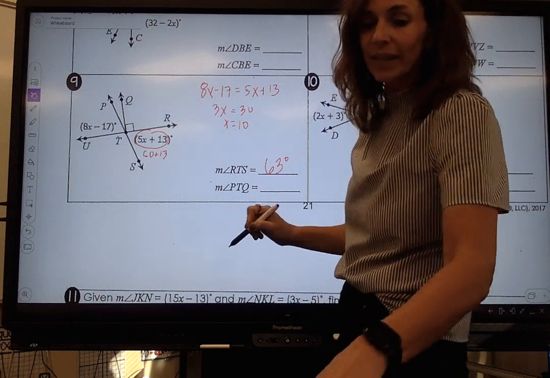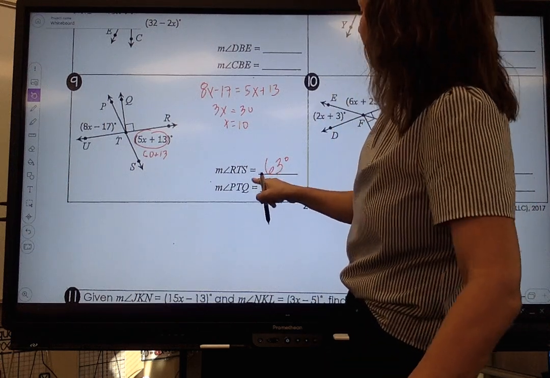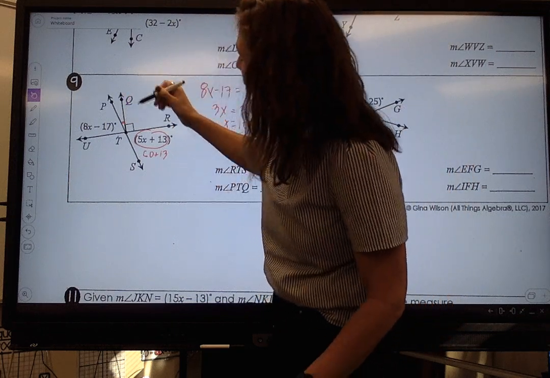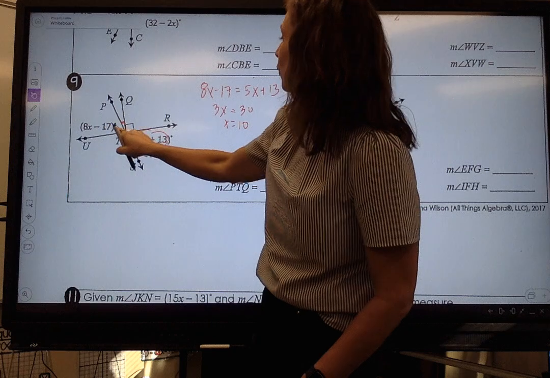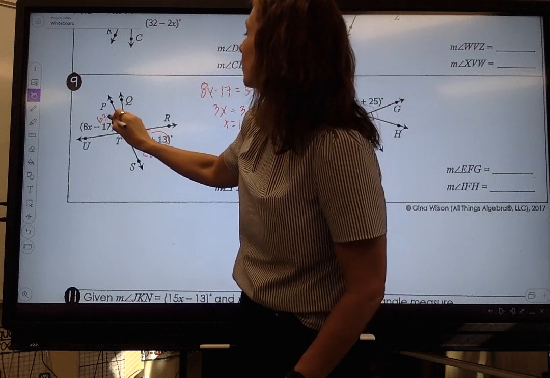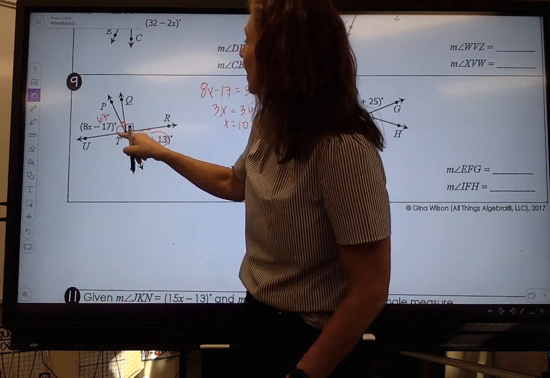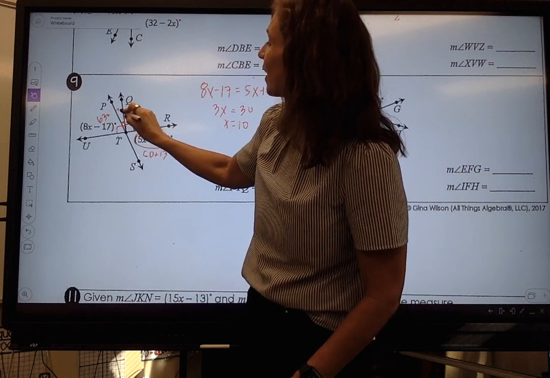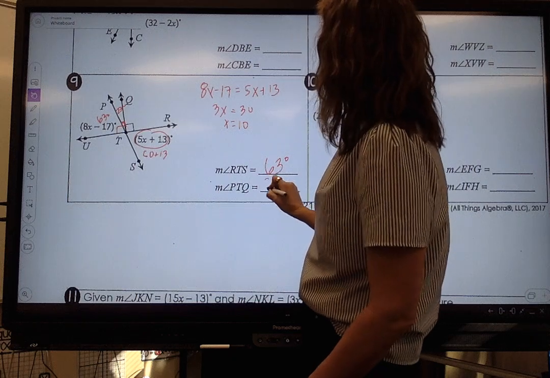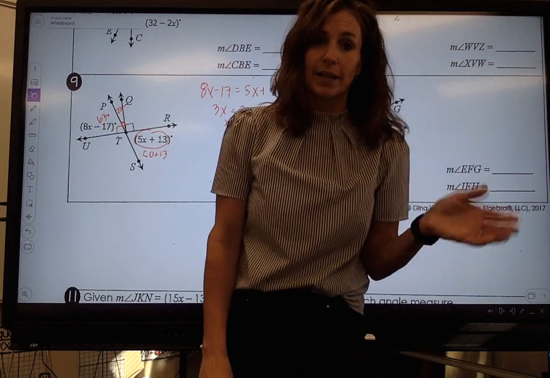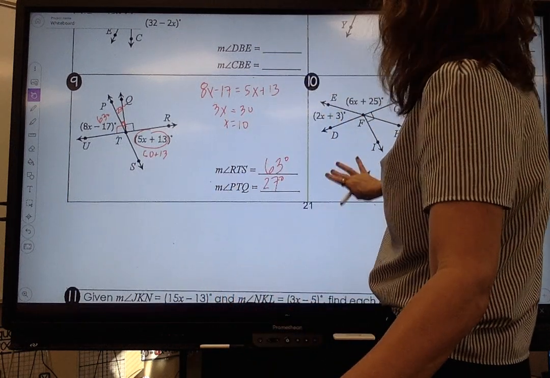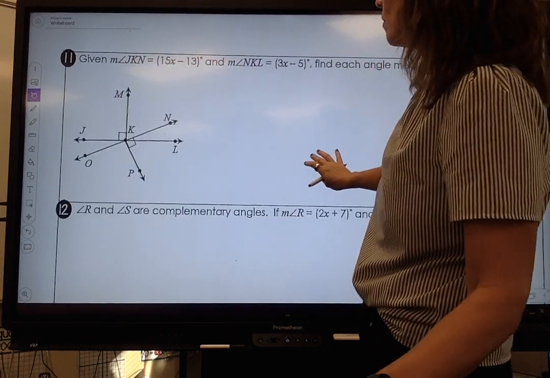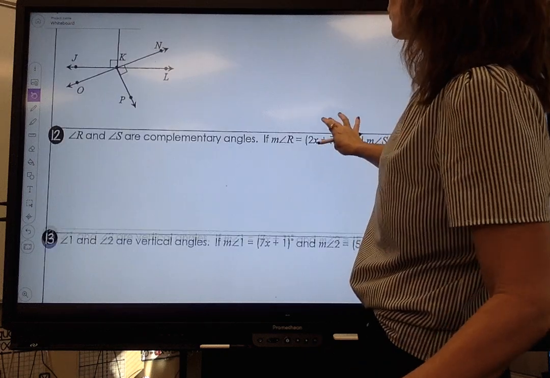Okay? Now, look with this guy. PTQ is this angle right here. Well, if I know that these are vertical angles and this is 63 degrees, I know that together these guys are complementary. So if that's 63, this guy needs to be 27 degrees because complementary angles add up to 90. Okay? All right. And then if you have a picture, like let's jump to number 12.